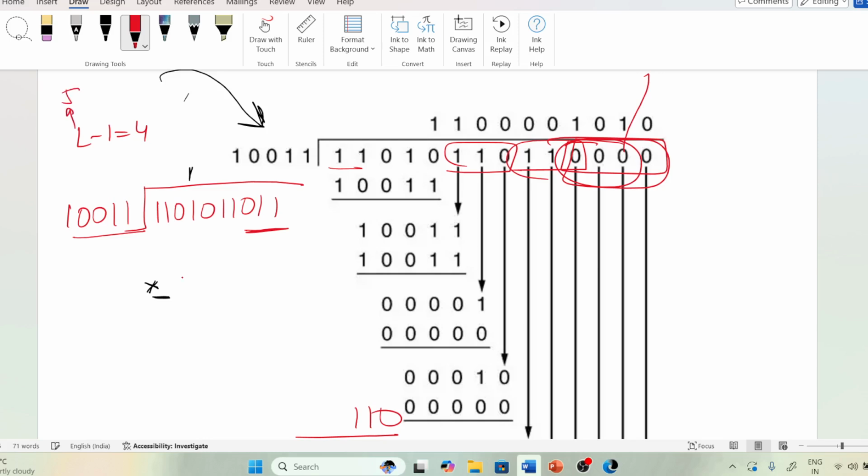So what is the value here? 5. What is its length? 5. So 4 zeros we are going to append: 1 2 3 4, 4 zeros we have appended. So one time. So here we have the truth table of XOR.